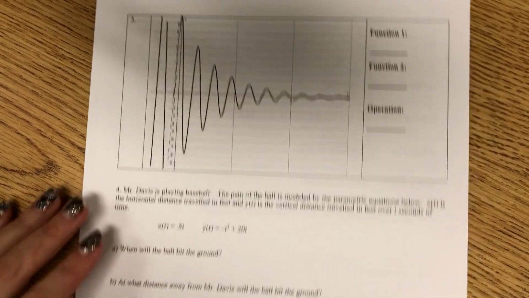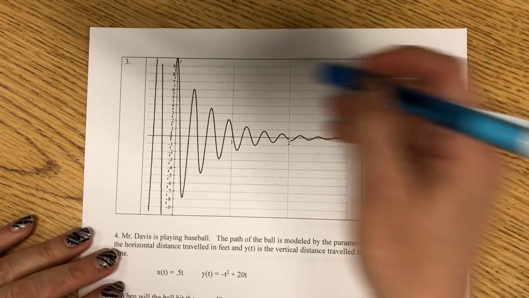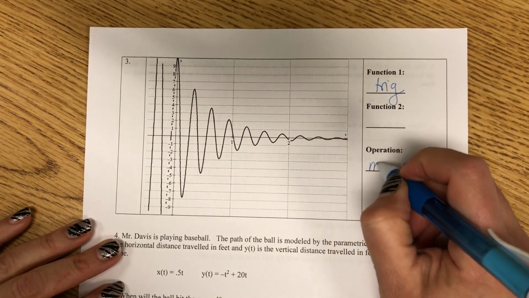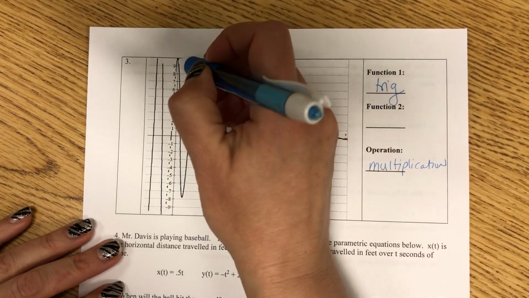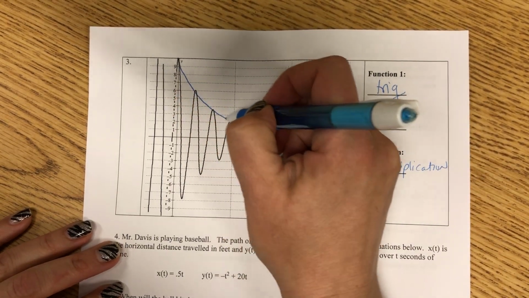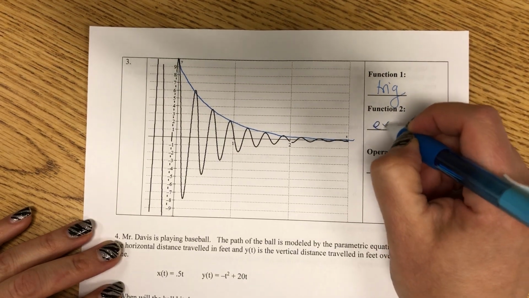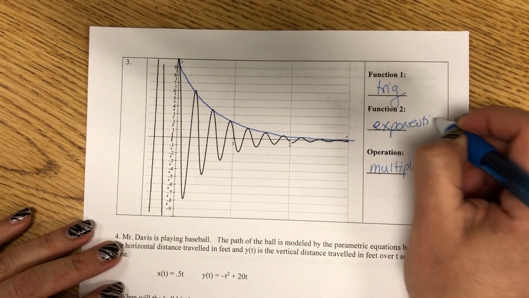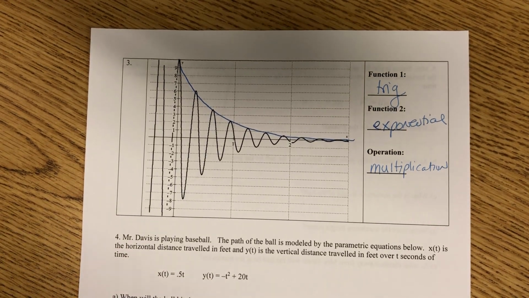Oh, and here's 3. I'm going to go with another trig function because of the wave. But now the amplitude's changing again, so I'm going to go back with multiplication. And if I look at the amplitude pattern, it looks like an exponential decay. So that would be an exponential function that's multiplied for the amplitude.